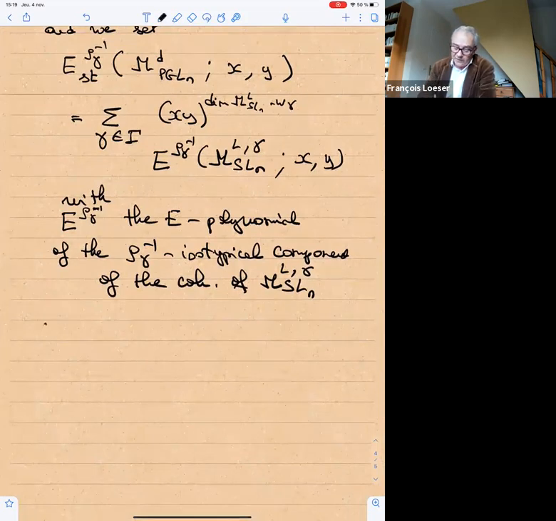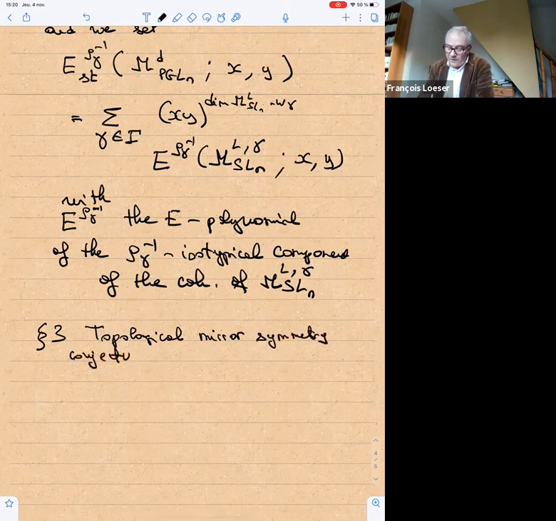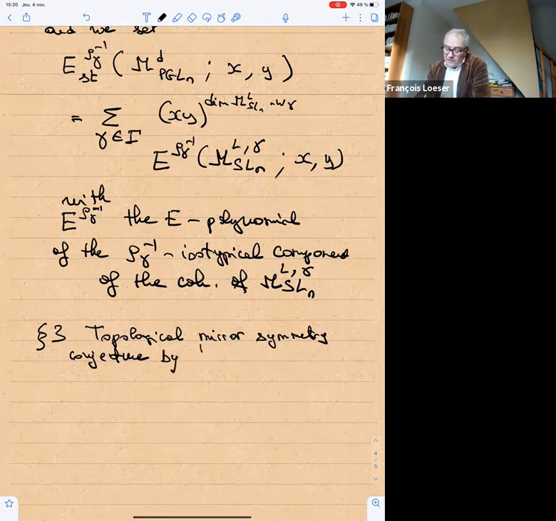Now I can state the first result, and I will give some motivation for these formulas, which may look a bit frightening at first. So there is a conjecture by Hausel and Thaddeus.